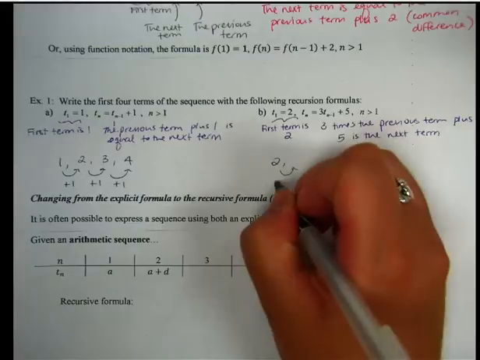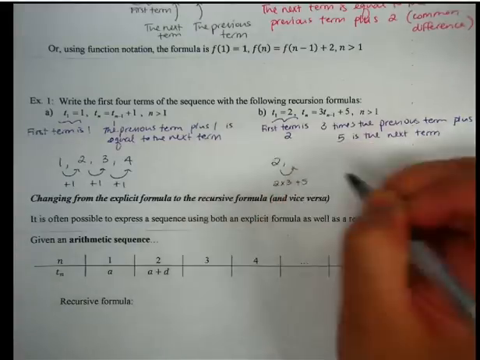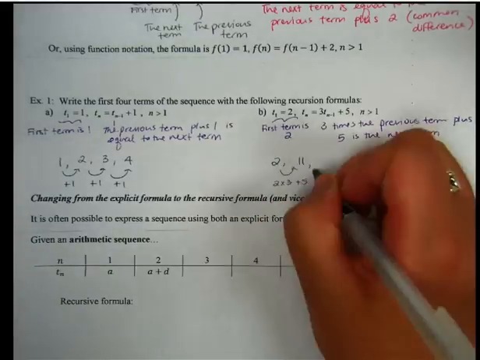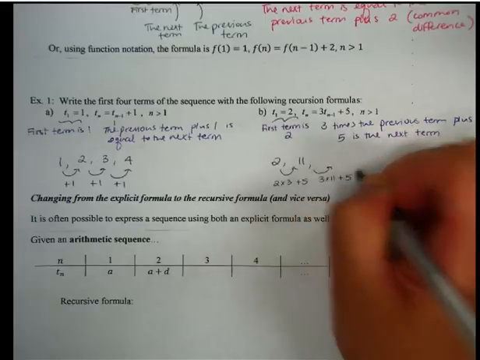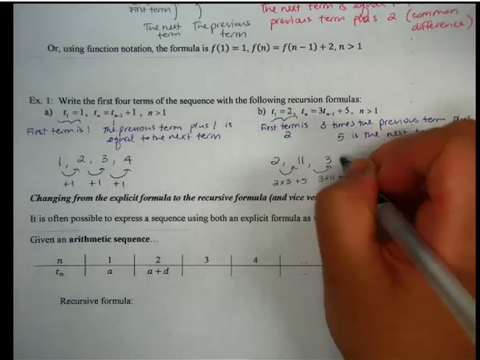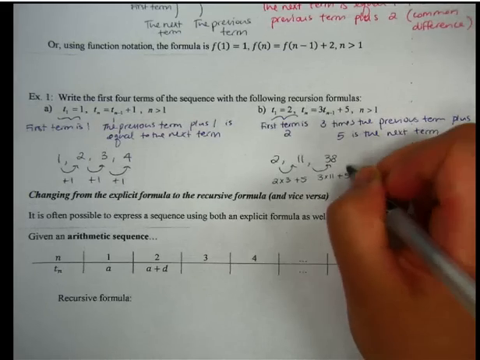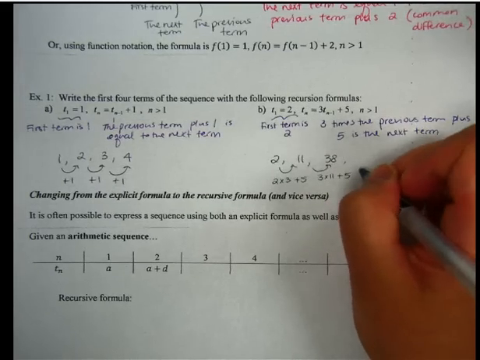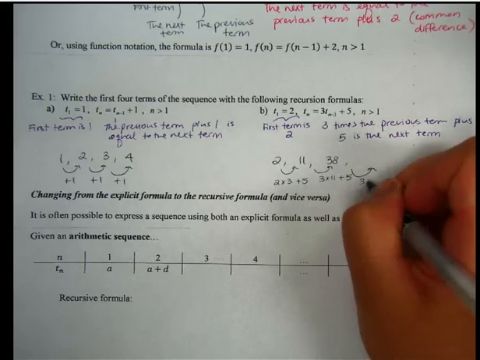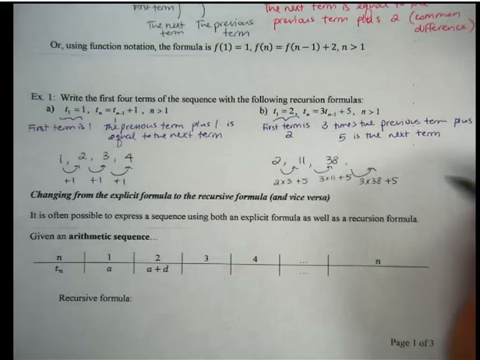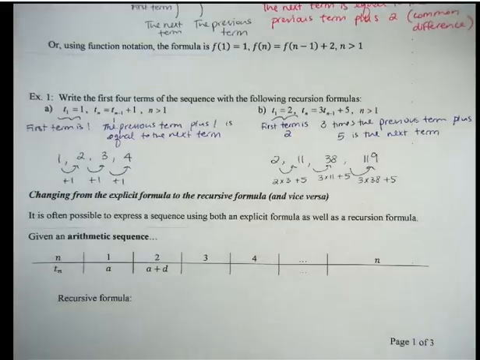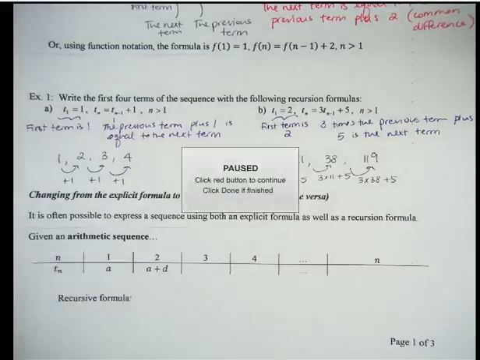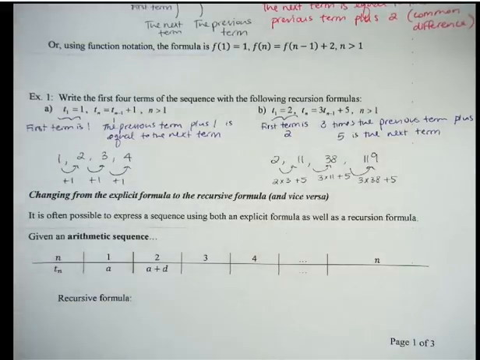2. The next number is going to be 3 times 2 plus 5, so 11. The next number is going to be 3 times 11 plus 5, so 38. And then the next number is going to be 3 times 38 plus 5, I believe is 119. Okay, move on to the next video.